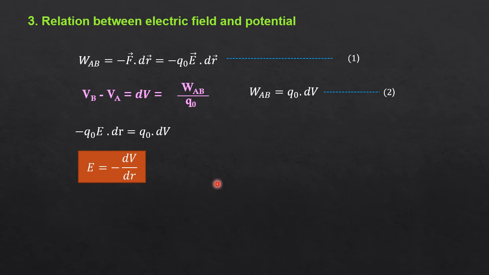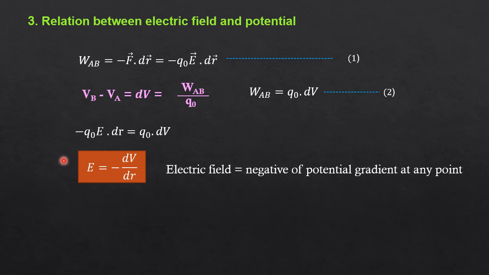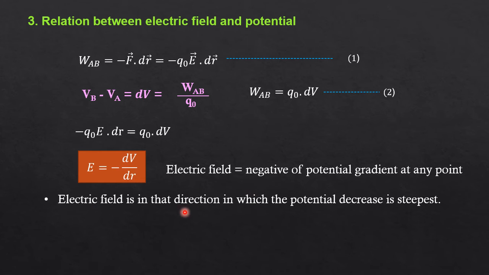What is the meaning of this equation? dV by dr represents the change in potential with respect to change in R, or it is also called as potential gradient. And here we have a minus sign. So we can write electric field as the negative of potential gradient at any point. So we can also say that the direction of the electric field is in the direction in which the potential decrease is the steepest. Why decrease? Because negative sign is there. So wherever it is the steepest, that will be the direction of electric field. So you can write electric field is in the direction in which the potential decrease is steepest.